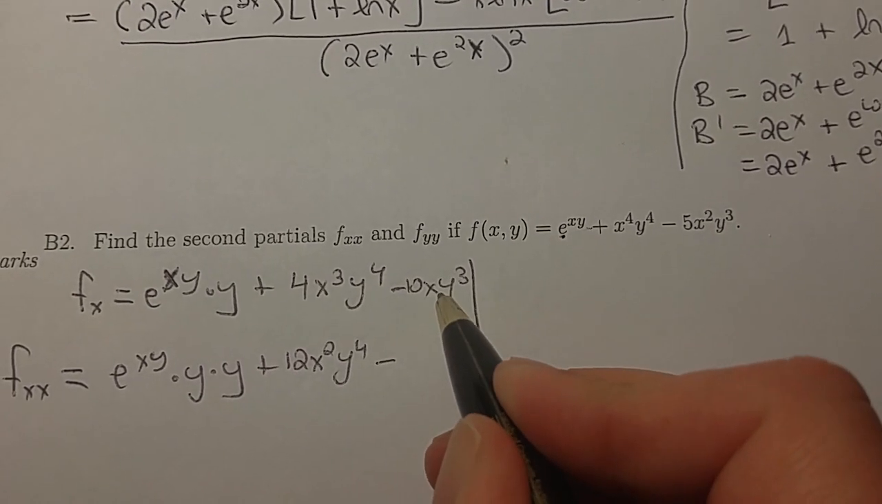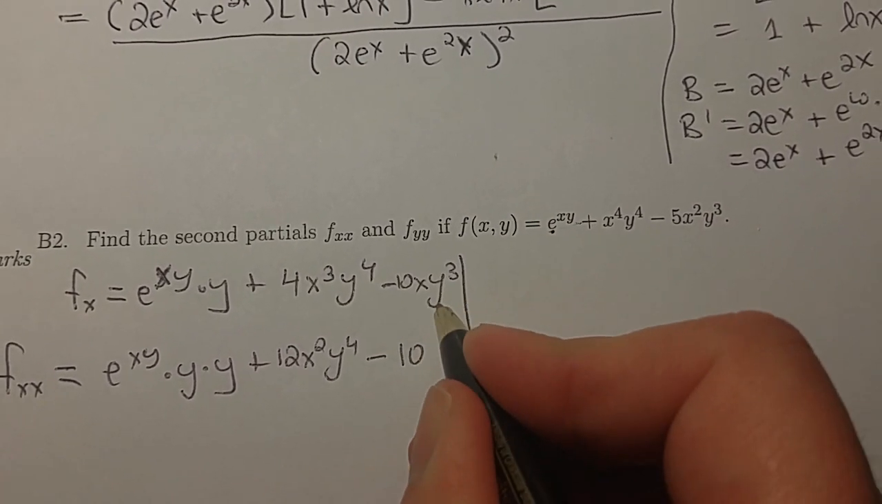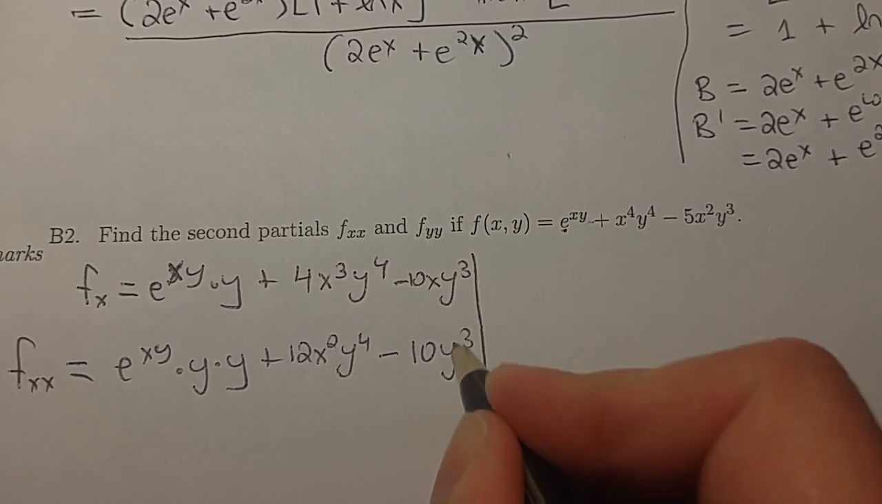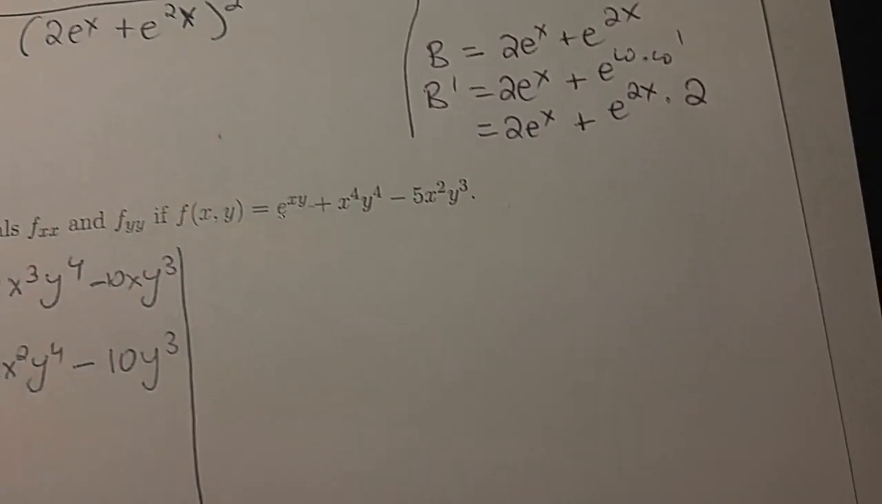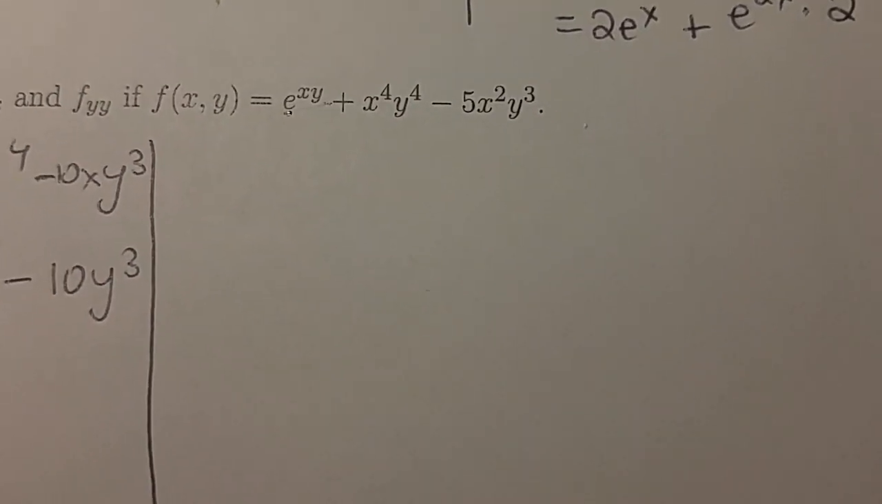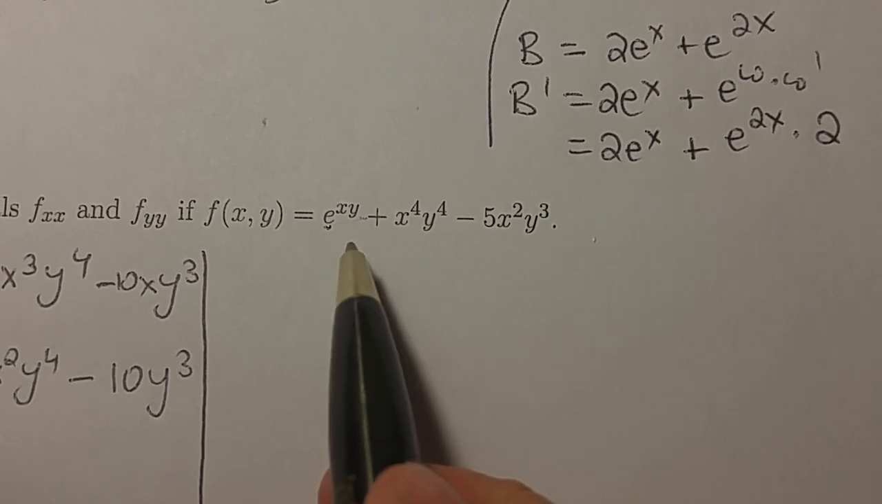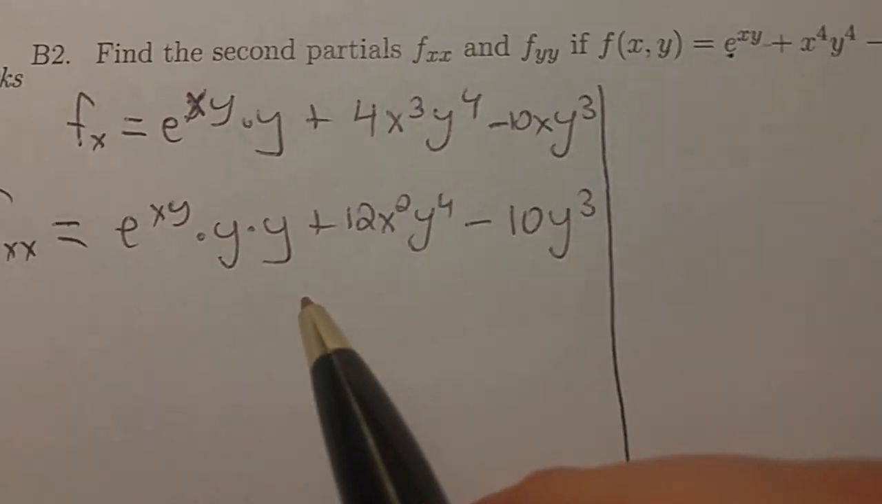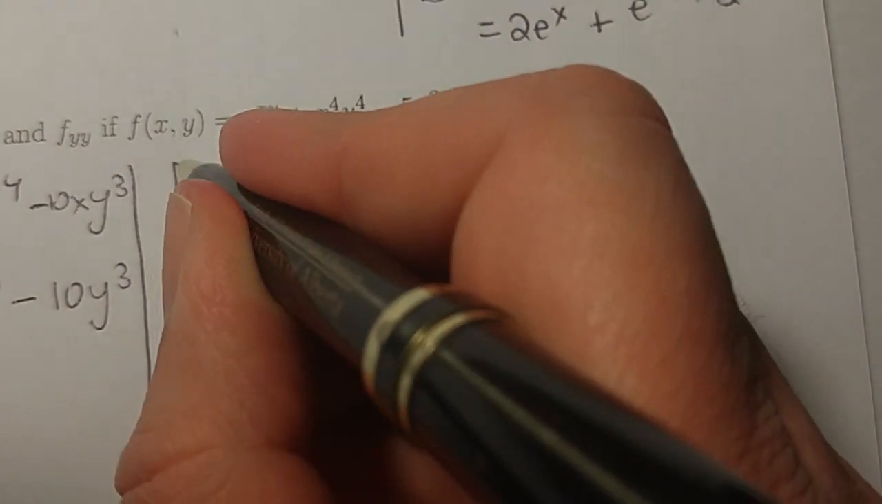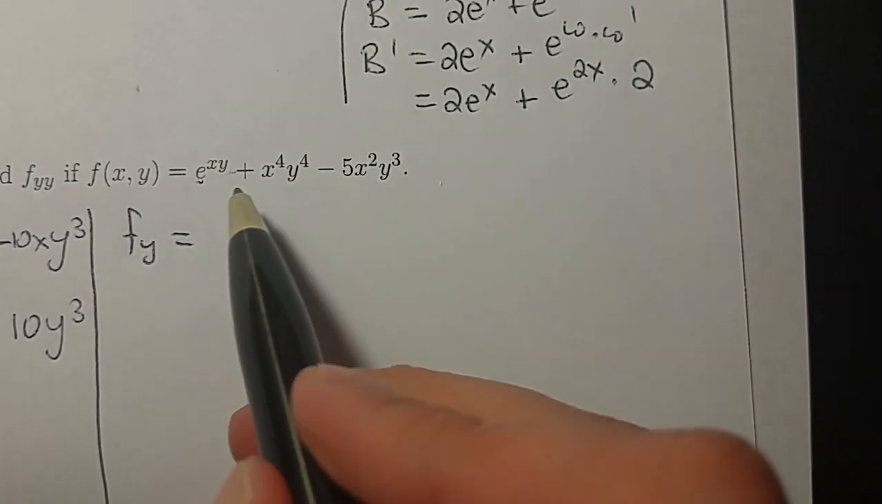And then the derivative of 10x is just 10, multiplied by the constant that's there, y to the 3. So that's the derivative of that one. And then for the x derivative, or that's the double x, done. Now for the y derivative, we'll start over here.